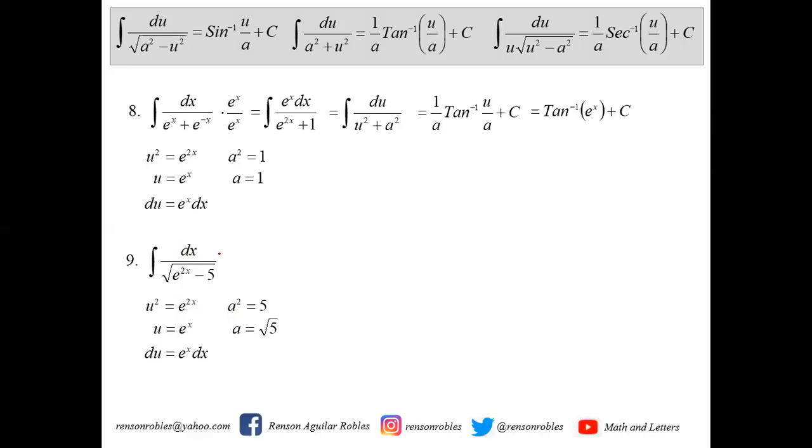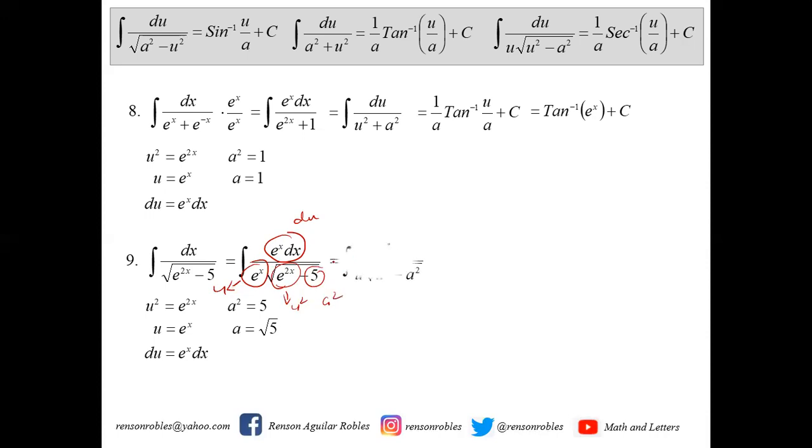So what we are going to do is, again, multiply it by e to the x over e to the x, leading us with e to the x dx all over e to the x times the square root of e to the 2x minus 5. This e to the x dx will represent du. This e to the x will be our u. Then this e to the 2x will be our u squared, and this 5 will be our a squared.